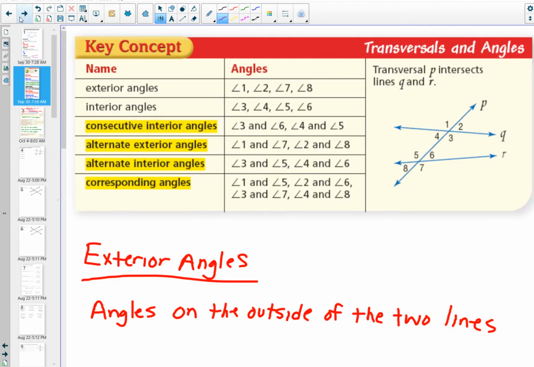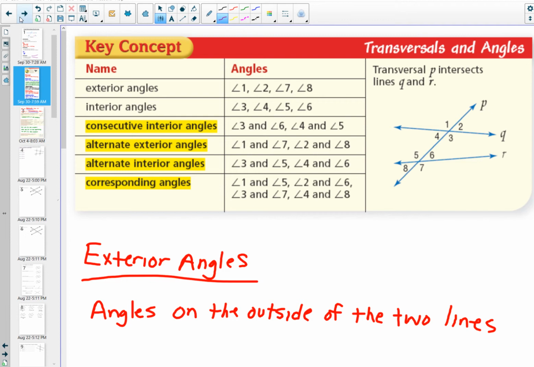Awesome. Okay, here's our angle relationships we're going to be looking at. Exterior angle. If we have exterior angles, that just means they're going to be on the outside of our parallel lines. So if we're looking at these, our exterior angles are 1, 2, 7, 8. They're outside of those lines. Do we see that? Exterior. Our interior angles, 3, 4, 5, and 6. They're inside. They're in between these two lines. We said the whole idea of exterior meaning outside, interior meaning inside.